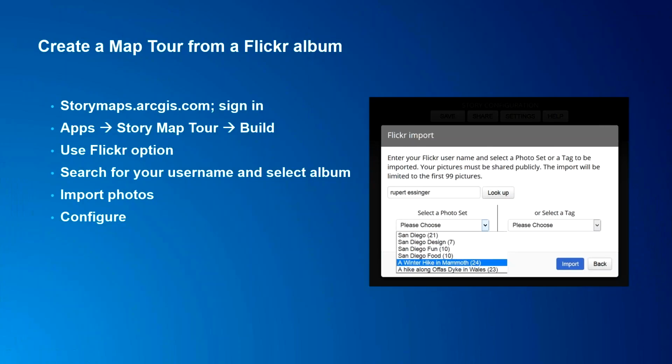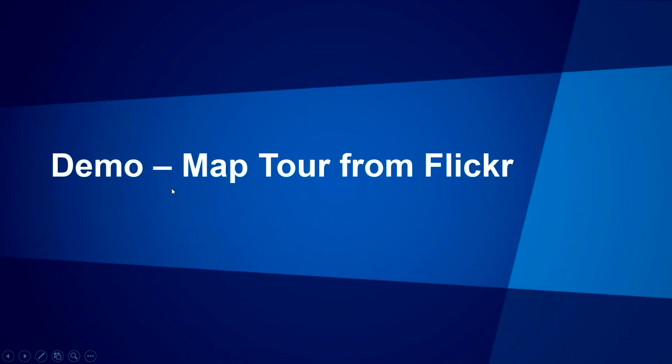All right, so just a couple quick examples there. One of the easiest ways to create a map tour is from a Flickr album. We have an existing website where you can access the map tour, and there's a builder function that you can load in, and it's very easy to navigate through. You have the option to search for a photo set or an album within your Flickr account, and it'll import those photos in. Then all you have to do is configure and tweak it to get it the way you'd like. So it's a really easy way to bring those photos and map points in. I'm going to go ahead and walk through how we get to that.